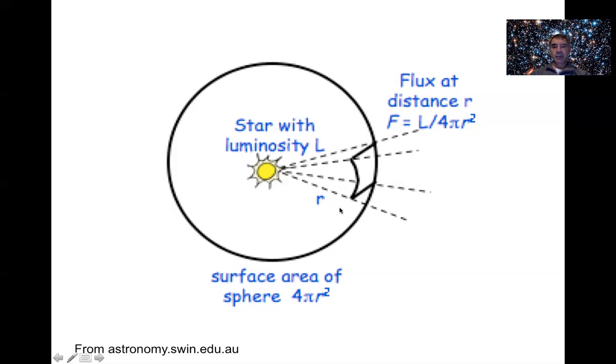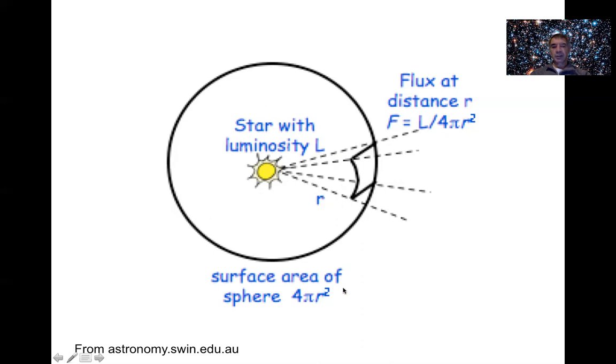At some distance away here, which is switched to R just because we've got a sphere, but it's the same as the d on the previous slide, we're measuring the flux. The flux here is how much energy per unit time is passing through this unit area. So how would we determine that mathematically? Well, we've got a sphere here. This circle represents a sphere all the way around, with a radius r. And obviously it's going to be uniform. The star is emitting isotropically, as you would say, the same in all directions.